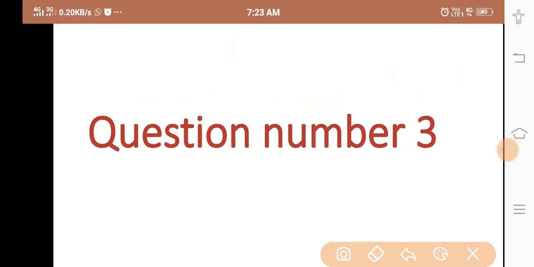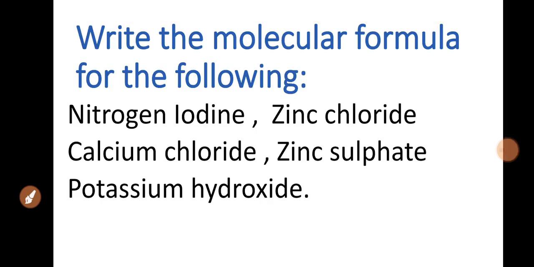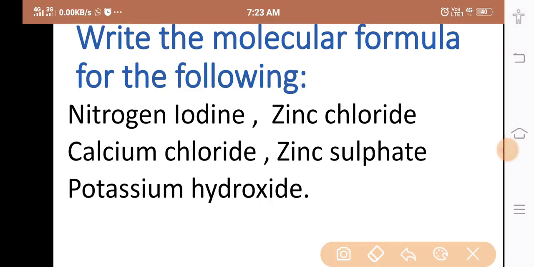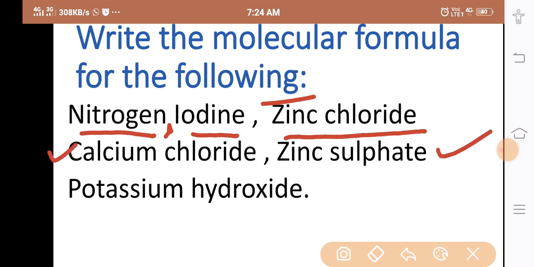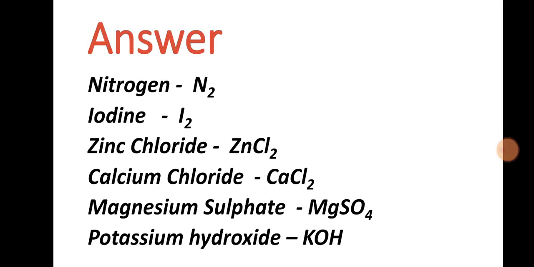Now question number 3. Write the molecular formula for the following: nitrogen, iodine. First one is nitrogen, second is iodine. It is a molecule, my dear. Now zinc chloride, calcium chloride, zinc sulphate, and potassium hydroxide. So we will see one by one.